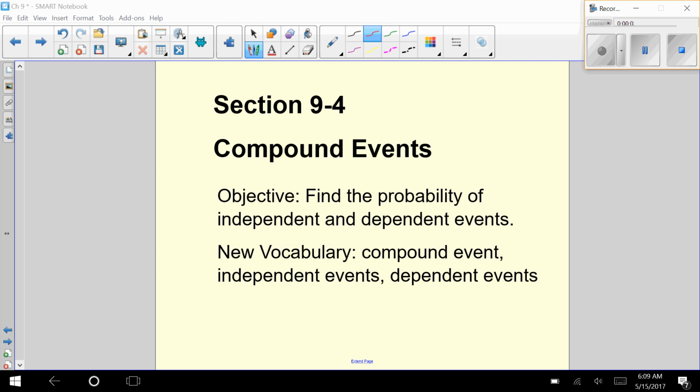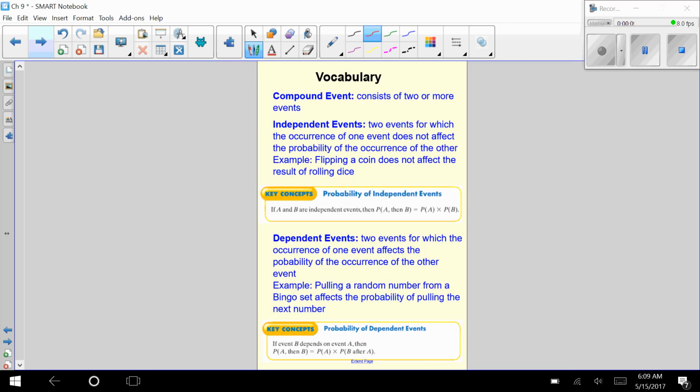This is section 9.4, compound events. Our objective today is to find the probability of independent and dependent events. Let's start with vocabulary. A compound event consists of two or more events.